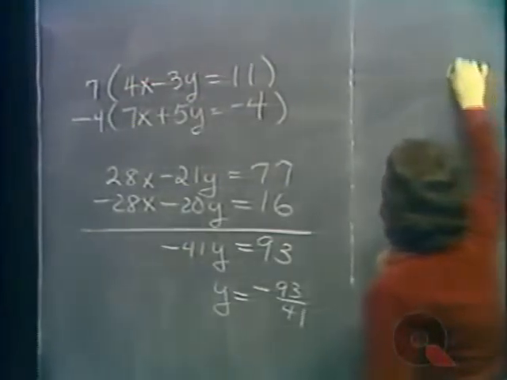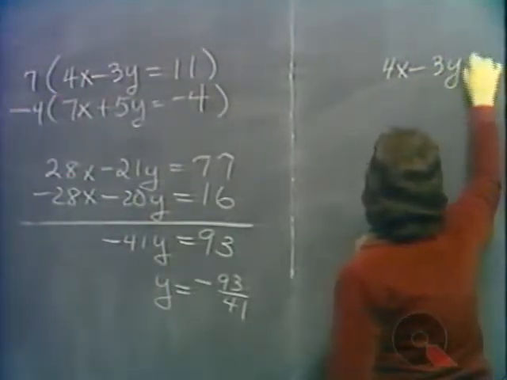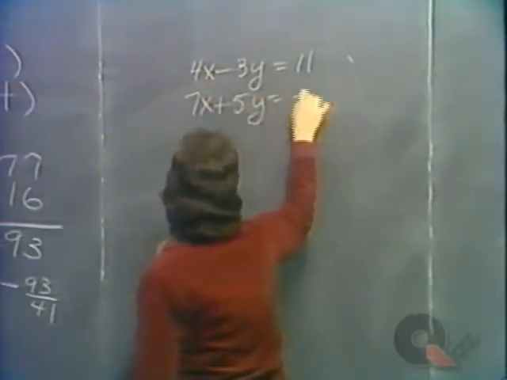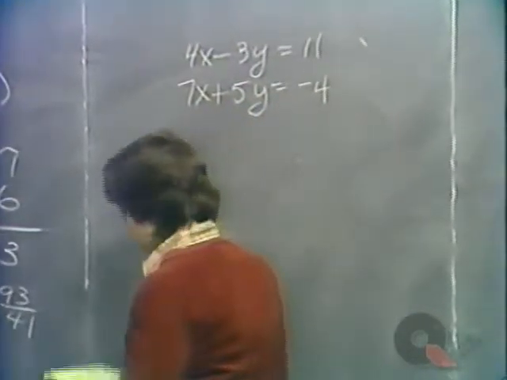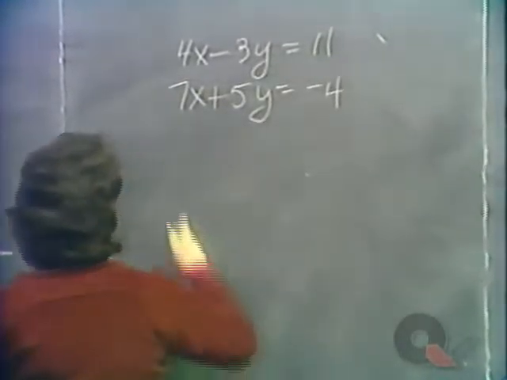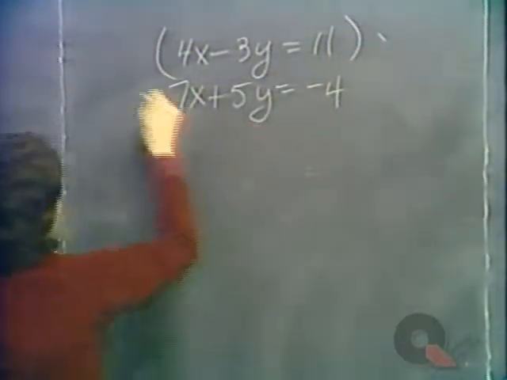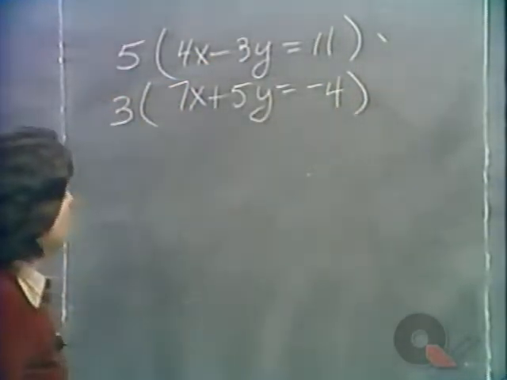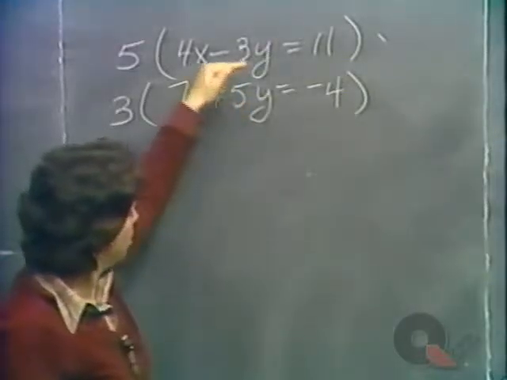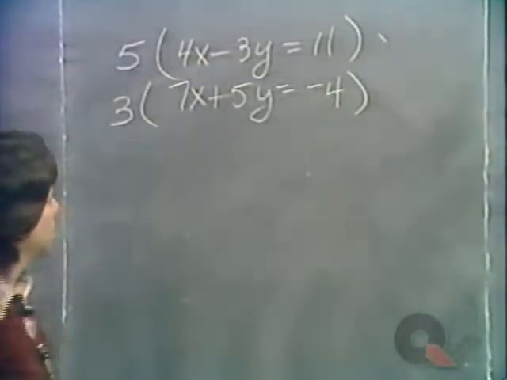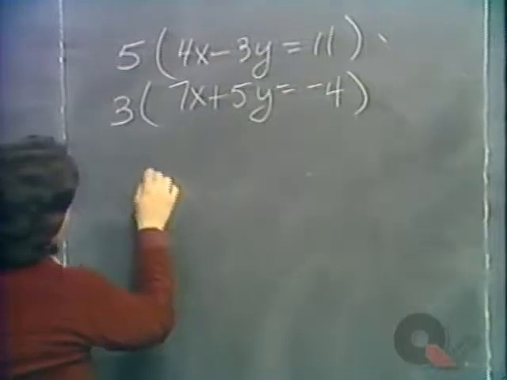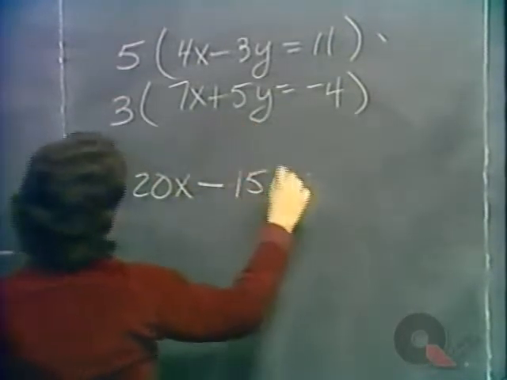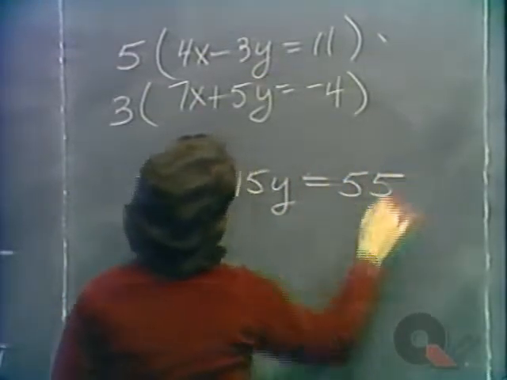Let's try that. Starting again, 4x minus 3y equals 11. 7x plus 5y equals minus 4. I want to eliminate the y this time, so let me multiply both sides of the top equation by 5 and both sides of the bottom equation by 3. I don't need to multiply by a negative because these coefficients already have opposite signs. So when I do this, I will get on the top equation 20x minus 15y equals 55.